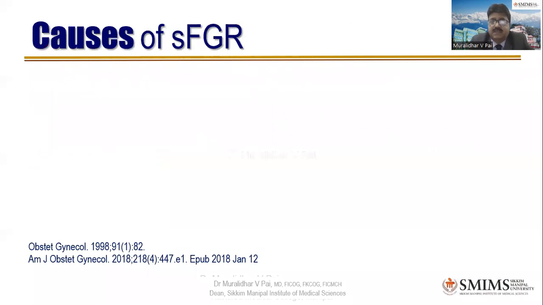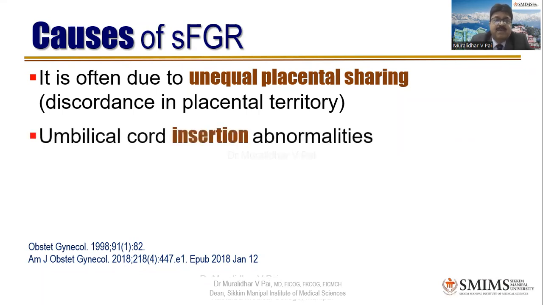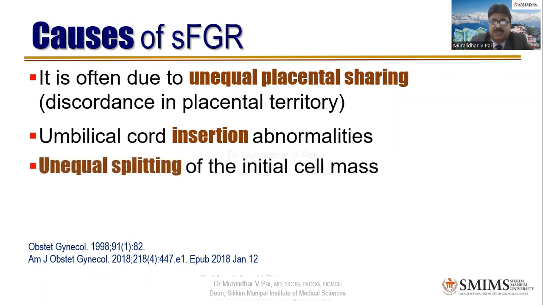What are the causes of selective fetal growth restriction? It is often due to unequal placental sharing. When you are to share the placenta between the two fetuses, there is unequal placental sharing. Anyway, that's the cause of the whole problem in the world, unequal sharing. Discordancy in placental territory. Territorial wars are going on all over the world. Umbilical cord insertion abnormalities. That also is the cause of selective fetal growth restriction. Unequal splitting in the initial cell mass itself.